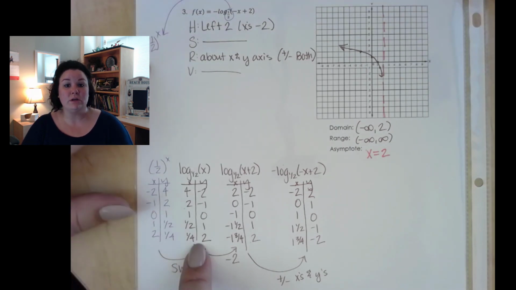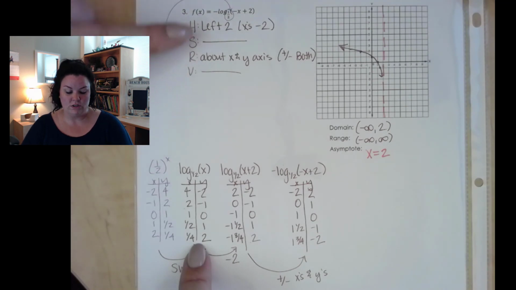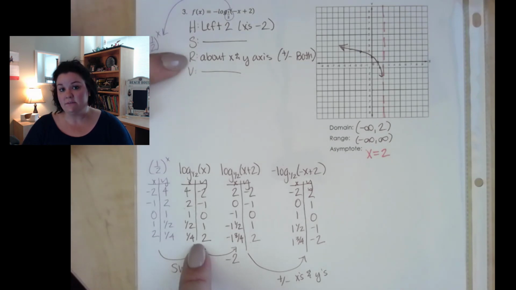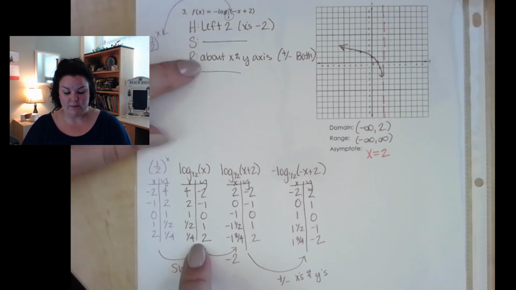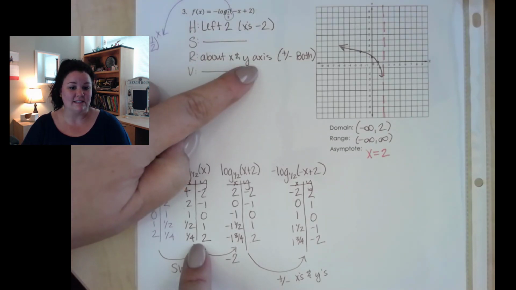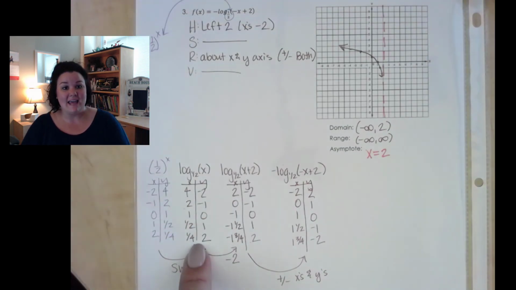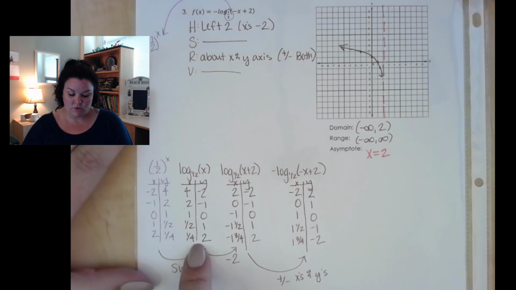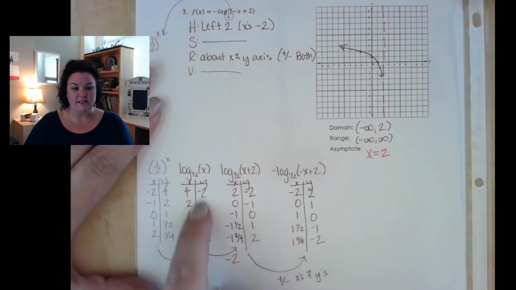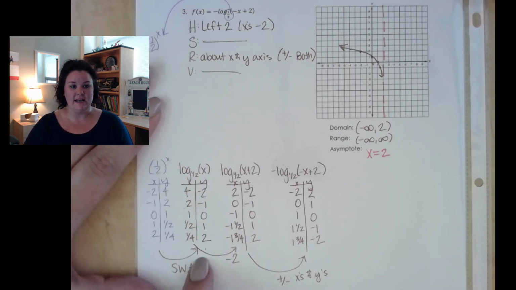And here we have 3 transformations. We have a horizontal shift left 2. And then because of the negative in front of the log here, and inside in front of the x, we have both types of reflections. So reflection about the x and the y-axis, which means we need to change the signs of both the x's and the y's, okay?